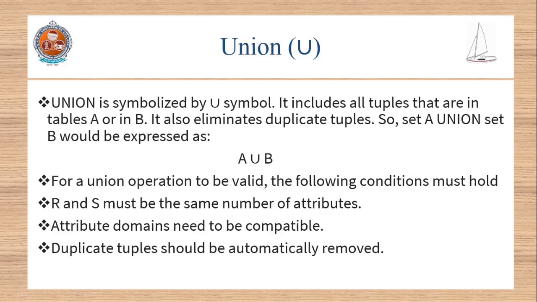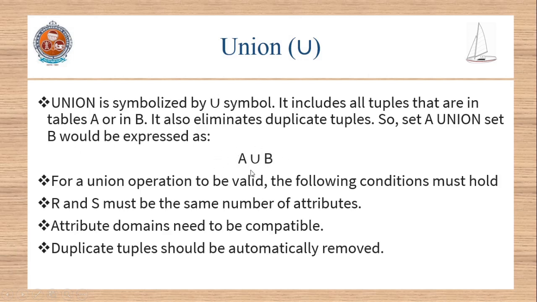And the next set of operations are the operations which are derived from set theory. The first among them is the union. The symbol used for that is the ∪ symbol. It is going to include all tuples that are in table A or in B. It means all the tuples which are present in table A or all the tuples which are present in table B. And it is also going to eliminate the duplicate tuples. So A union B would be expressed as A ∪ B. This is how we are going to express this operation.